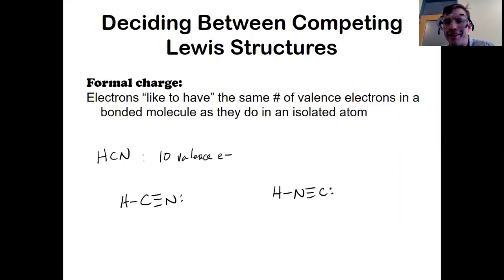Here's the answer. It's called formal charge. So the idea is atoms like to have the same number of valence electrons in the bonded molecule as they do in the isolated atom.